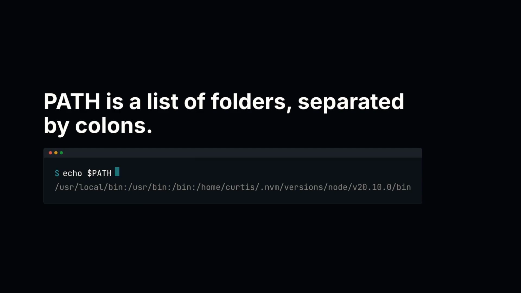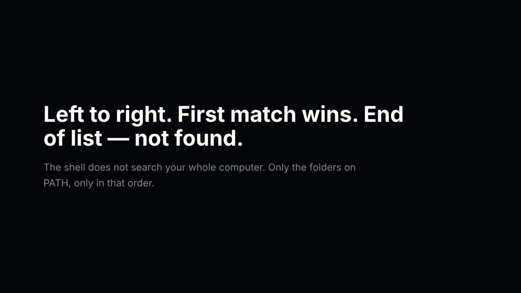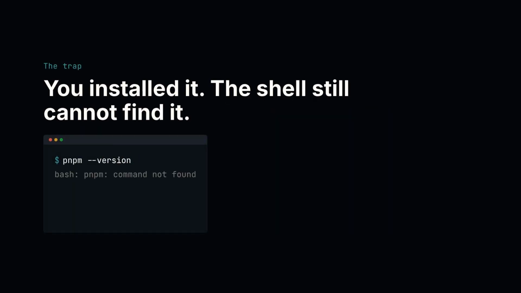When you type a command, like pnpm or node, the shell looks in each folder in order and runs the first file with that name it finds. Four folders here. Search order is left to right. First match wins. You type pnpm, the shell looks in folder 1, not there. Then folder 2, not there. Folder 3, not there. Folder 4, found it, and runs it. If it gets to the end of the list without finding anything, it stops and says, command not found. Not because the file doesn't exist, just because it doesn't exist in any of these folders.